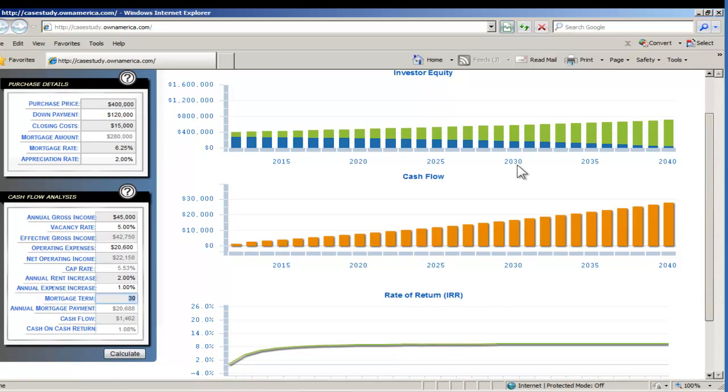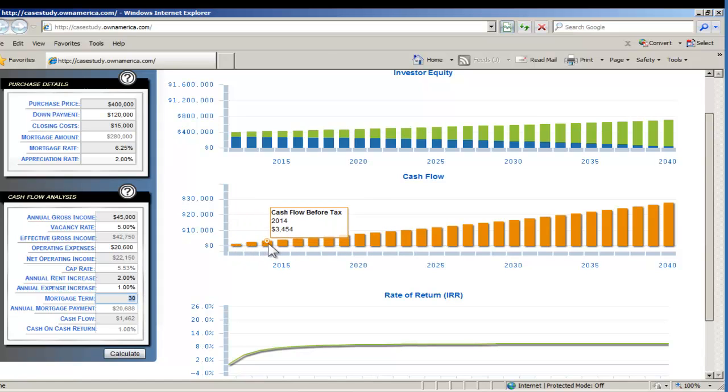Now, of course, you'll notice that the investor equity chart didn't change based upon my cash flow analysis, because that is based upon what the property is worth minus what my mortgage balance is. It has nothing to do with my monthly cash flow. But the cash flow statement obviously changes, and it starts off at that $1,462.